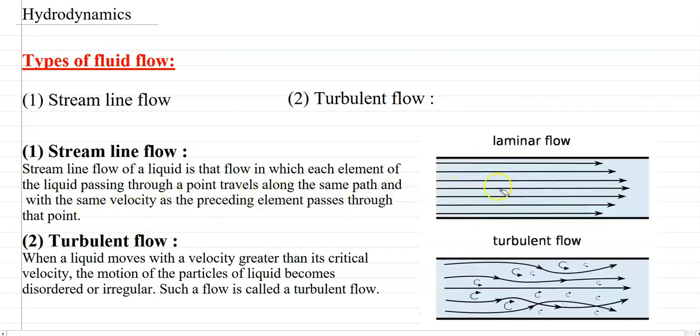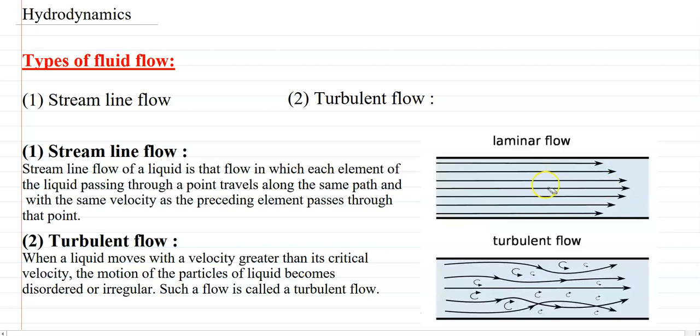In streamline flow, each layer of the fluid does not mix with any other layers. And here there is also a velocity difference between these layers. The maximum velocity is at the central layers and the minimum velocity is at the layer at the side of the container or pipe. But they have constant velocity. The center layer always has maximum and constant velocity.